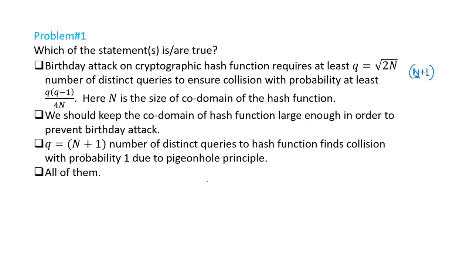And the last statement is again the same thing, that q equal to n plus 1 distinct queries to the hash function finds a collision with probability 1 due to the pigeonhole principle. So all of the three statements are true here, right?